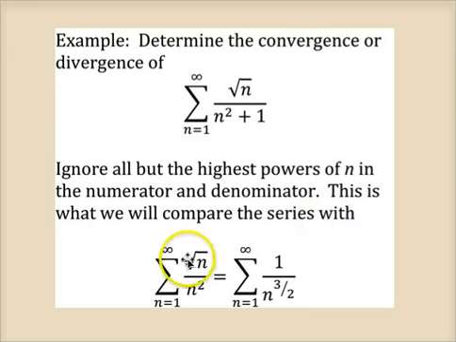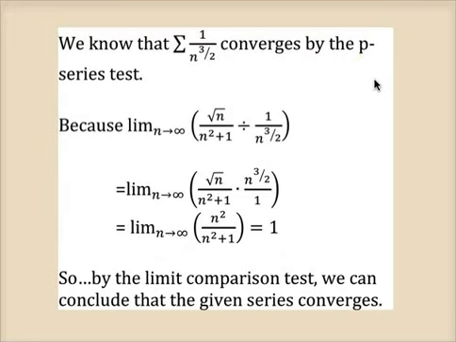So the highest power in the numerator will be the square root of n, and in the denominator it will be n squared. If we reduce this, we come up with this series right here: the sum from n equals 1 to infinity of 1 divided by n to the 3/2 power. This series that we came up with, n to the 3/2, converges by the p-series test. Remember, the p-series test states that if our exponent is greater than 1, then our series converges.